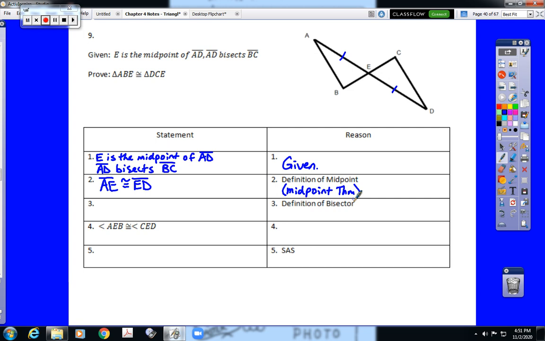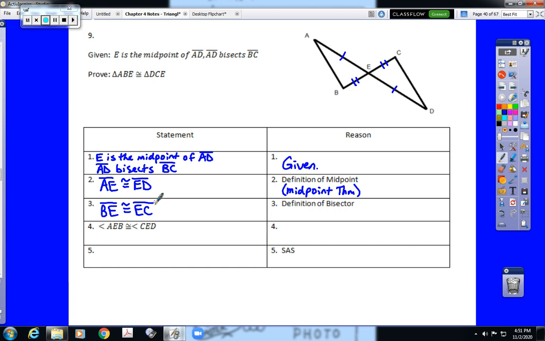Now, in number 3, it says definition of bisector. So this is where we're going to use up our other given. AD bisects BC. Again, you have to ask yourself, what does that mean? Well, that means that segment AD is cutting BC into 2 equal parts, which means BE must be congruent to EC, because it's being cut in half by AD as being bisected. That is what bisector means.